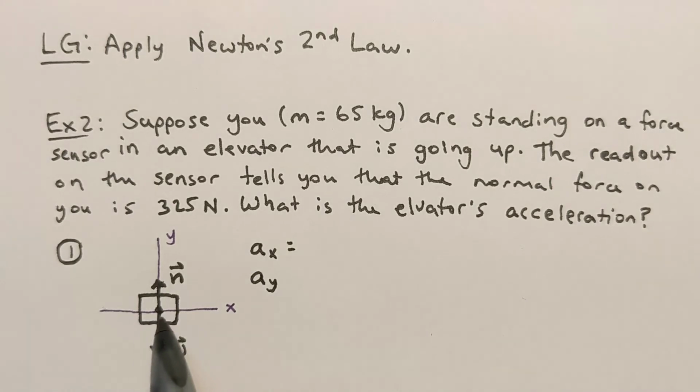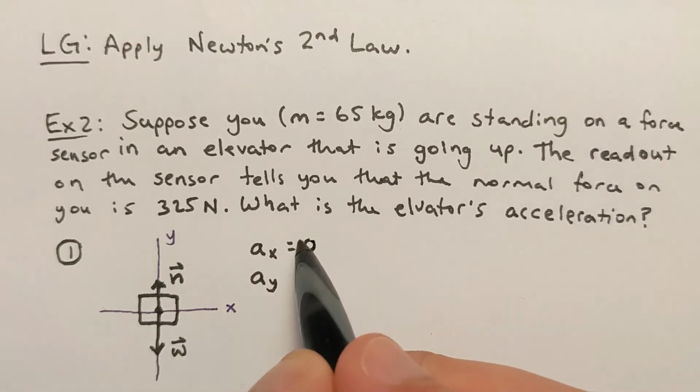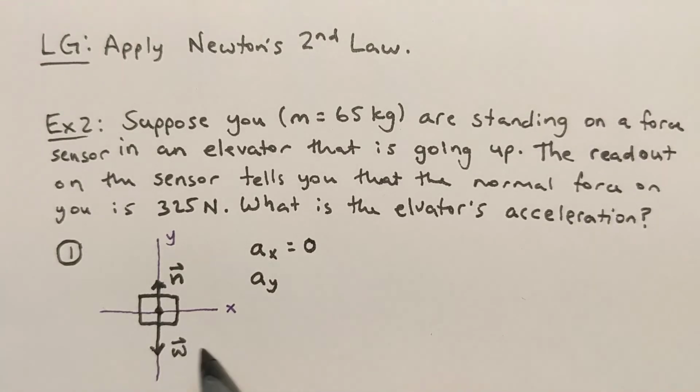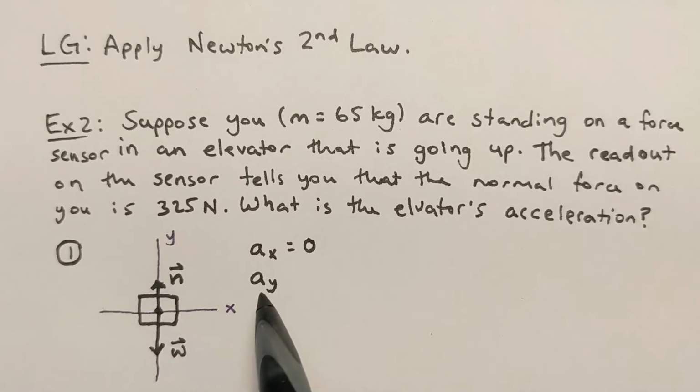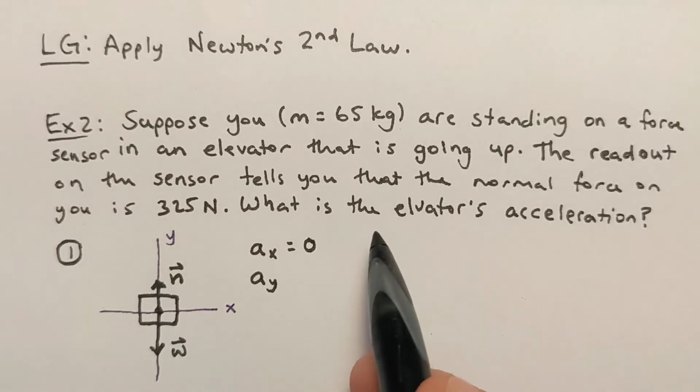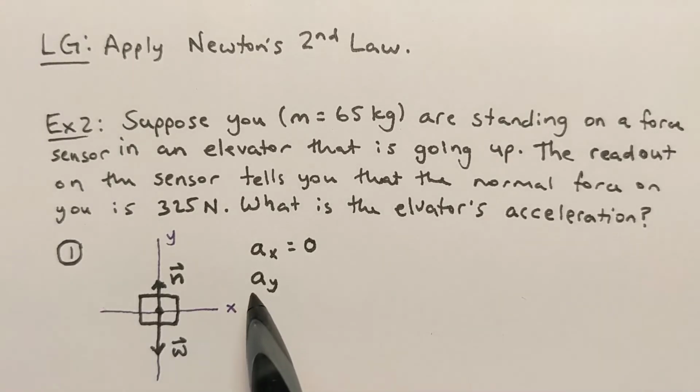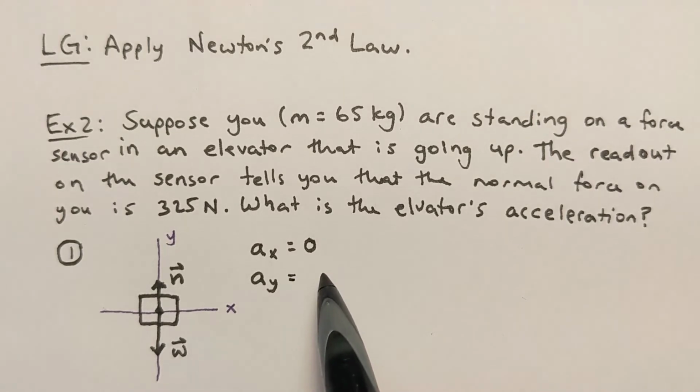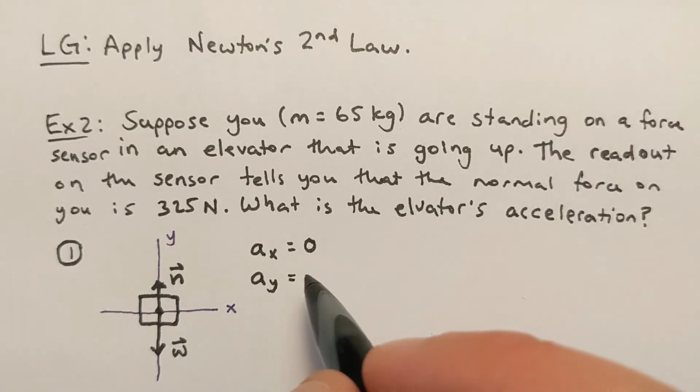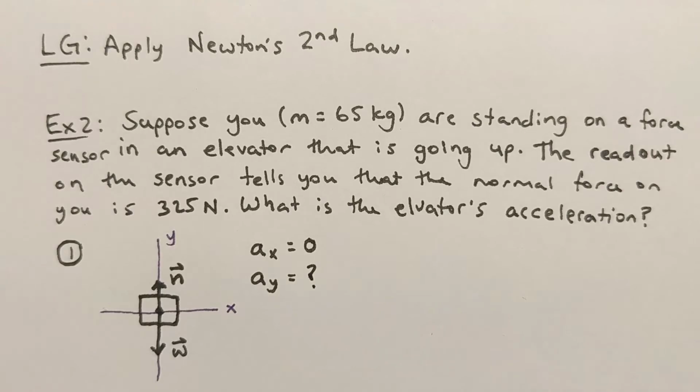So in the x direction, the acceleration is going to be 0. You're not speeding up or slowing down in the side-to-side direction because it's an elevator that moves up and down. And in the y direction, we're being asked to find the acceleration, so presumably there could be an acceleration. Maybe we find out that it's 0, but we don't know that, so we have to leave this as an unknown.